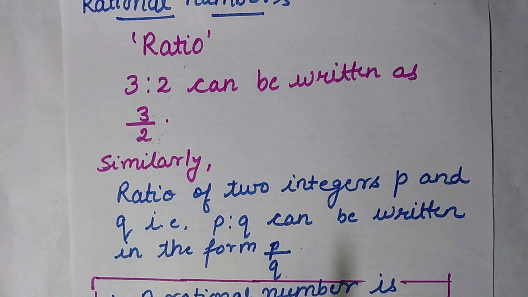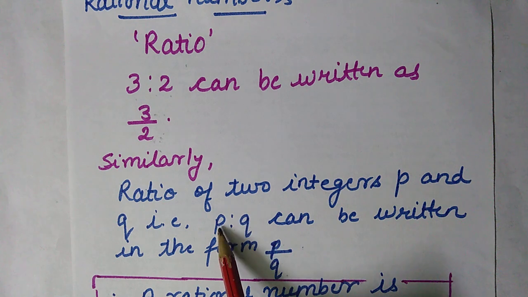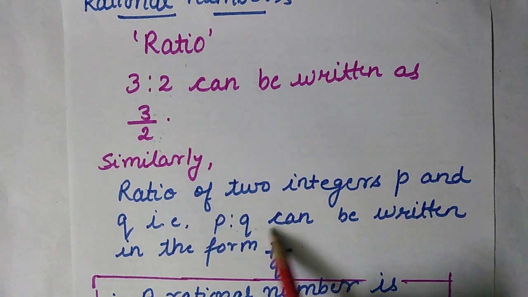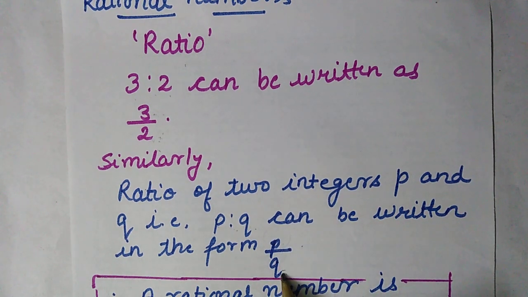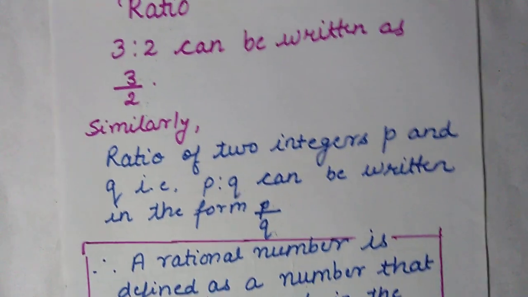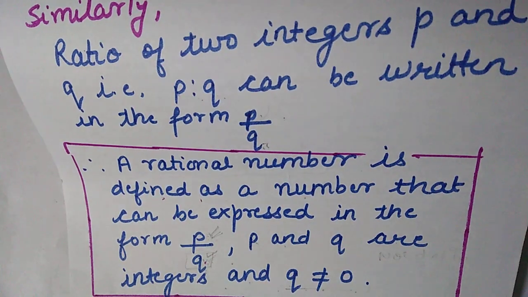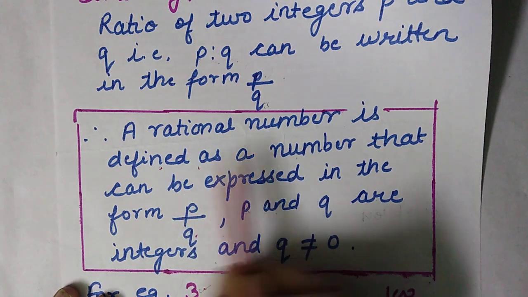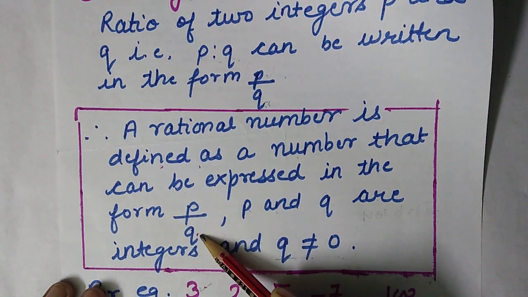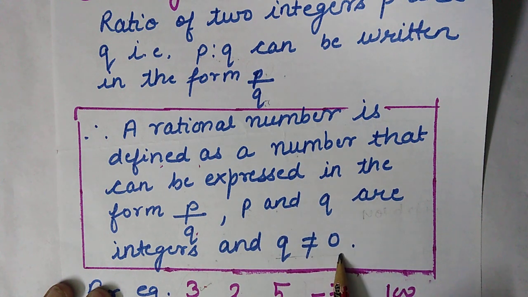Similarly, the ratio of two integers P and Q can be written in the form P/Q, where P is the numerator and Q is the denominator, and P and Q both are integers. So we can define a rational number as a number that can be expressed in the form P/Q, where P and Q are integers and Q is not equal to 0.